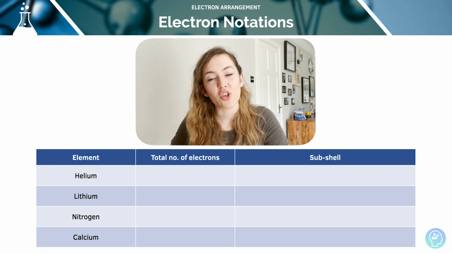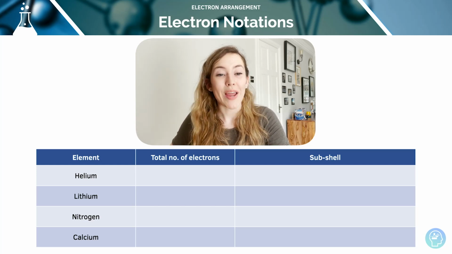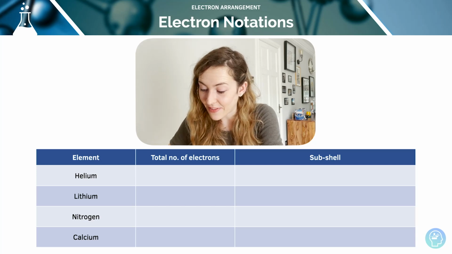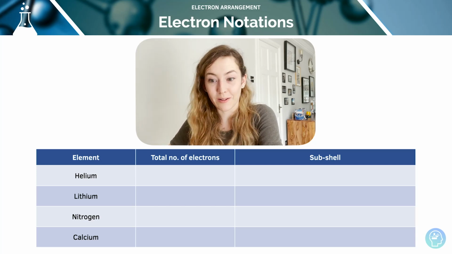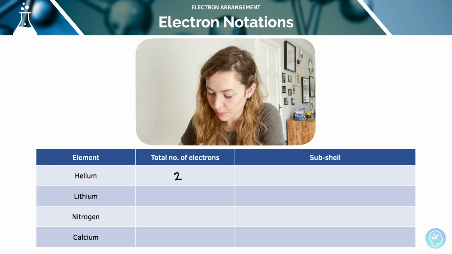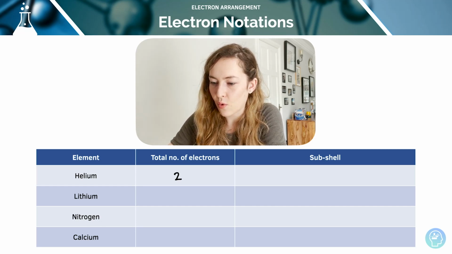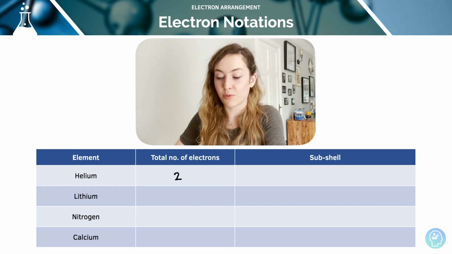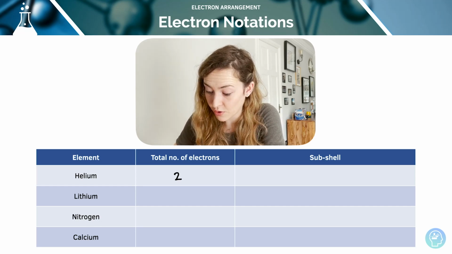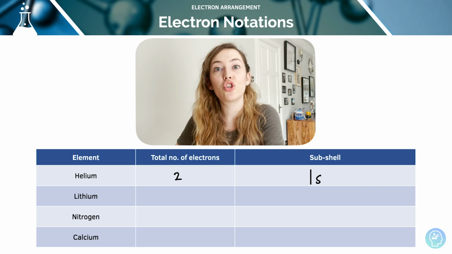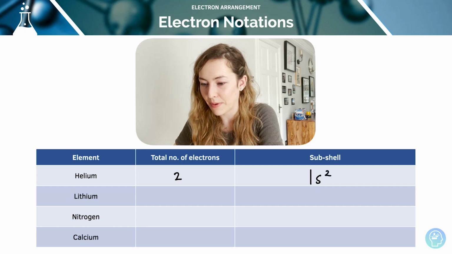Let's look at helium. You're going to need your periodic table for this. Helium's got 2 electrons, and there's only 1 S subshell in shell 1. The total number of electrons I can get from the periodic table tells me there's 2. And therefore, it's going to fill the 1s subshell first, and that leaves it full. So the notation is going to be 1s2. That number is showing me how many electrons.